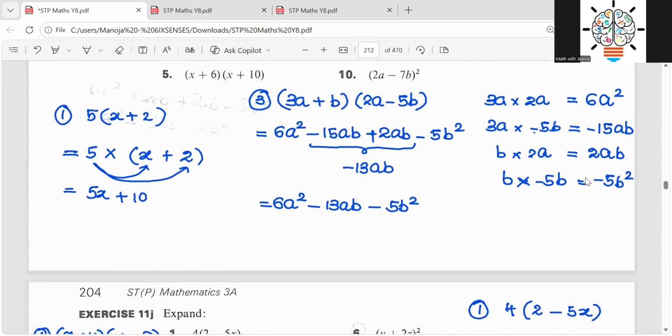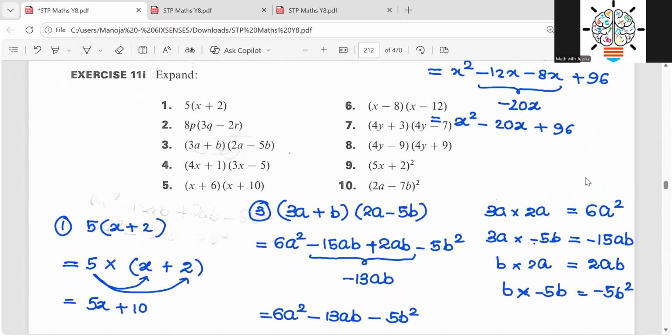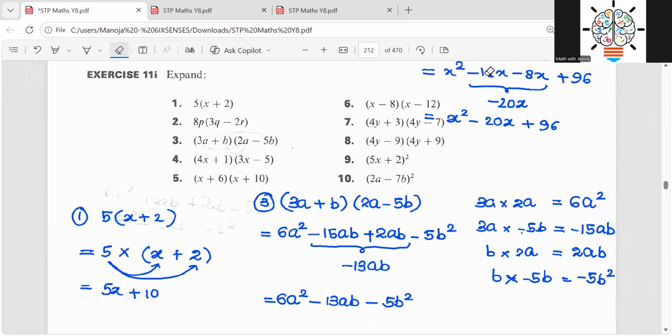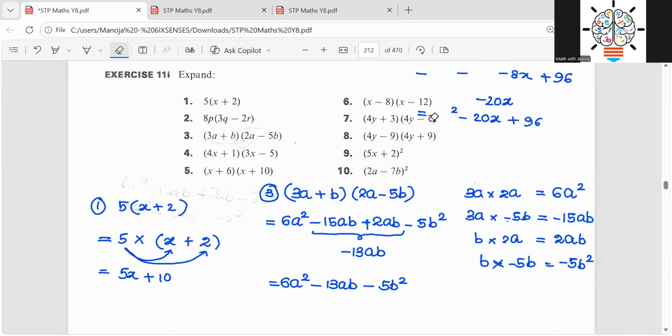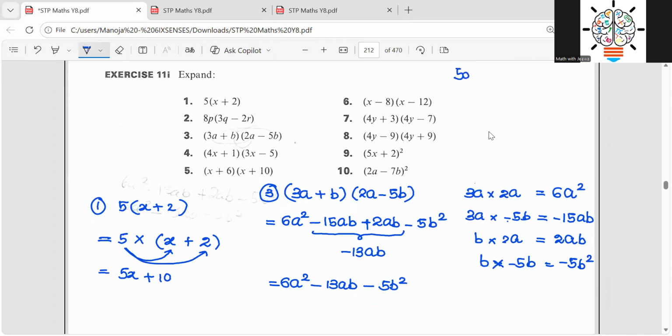So we will move to the next type of question. Children, go to question number 9. If you come across a question like that, they have not given 2 brackets, right? Instead they have given a square. When you have the square, that means we want to write the base 2 times, right? So the 5x plus 2 squared. How do we write this? 5x plus 2, and the other side 5x plus 2, like this, right?